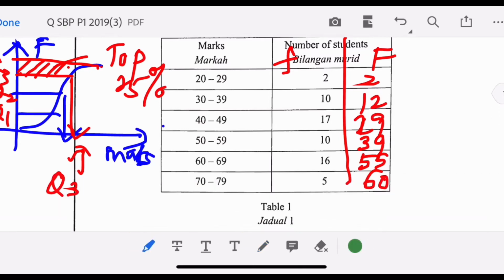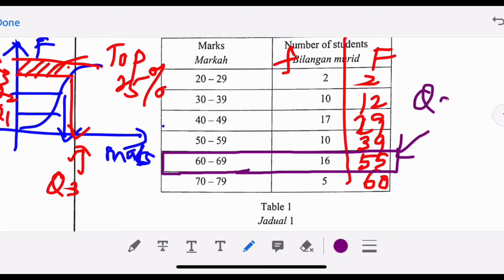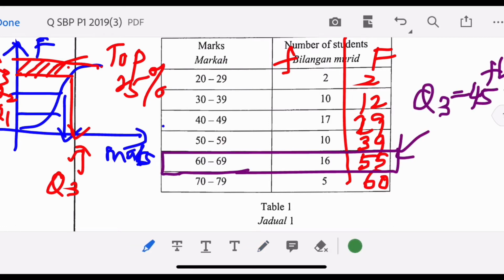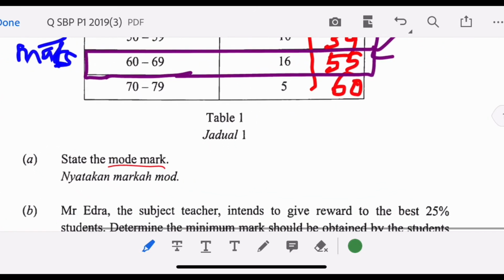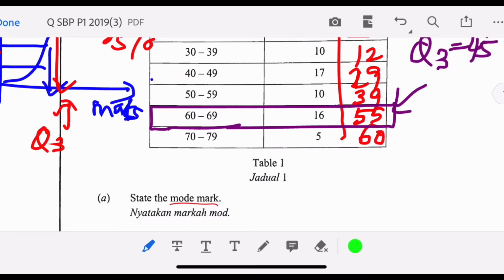So make sure you decide whether you are using Q1 or Q3 by reading the question. If the question says the top 25%, then it will be Q3. If the question mentions lower than 25%, then it will be Q1. Don't confuse yourself. Now I will highlight the class, which I call the third quartile class, in purple color. The 45 is just nicely within the 55. So that is the right third quartile class.